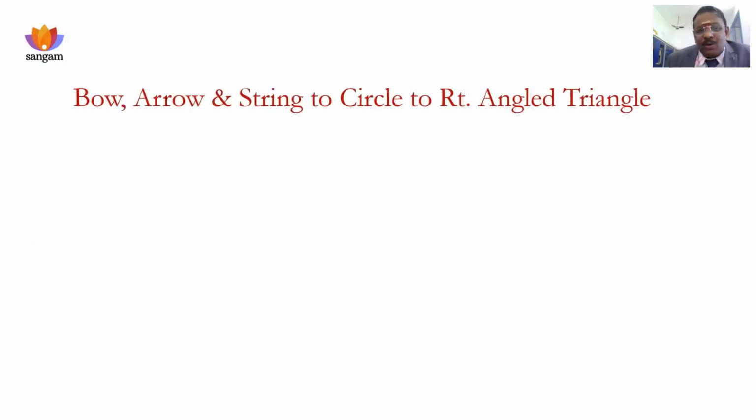We know the bow and arrow string. In our nation, from Ramayana, Mahabharata, even in Tamilnadu, the Chera kingdom symbol is the bow and arrow. So that is there in our nation. From that, they transformed it into a circle, part of a circle, then into a right angle triangle.